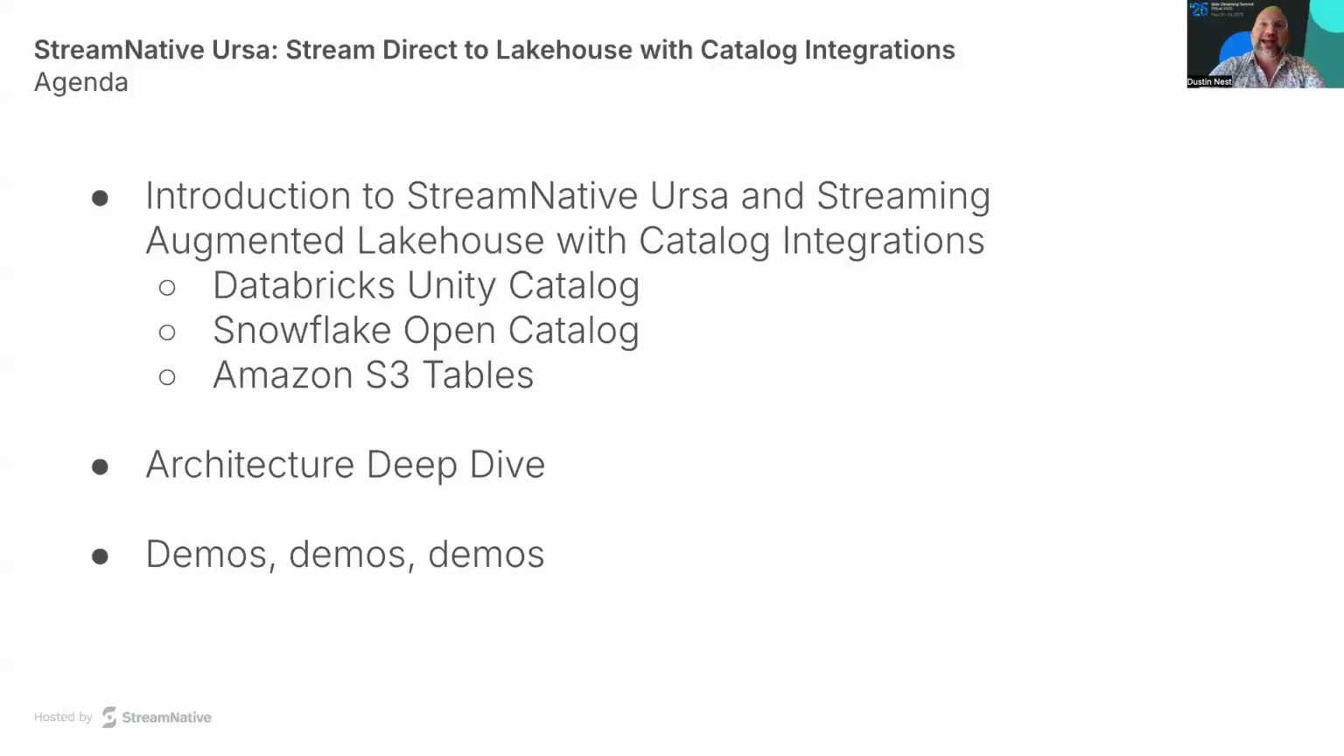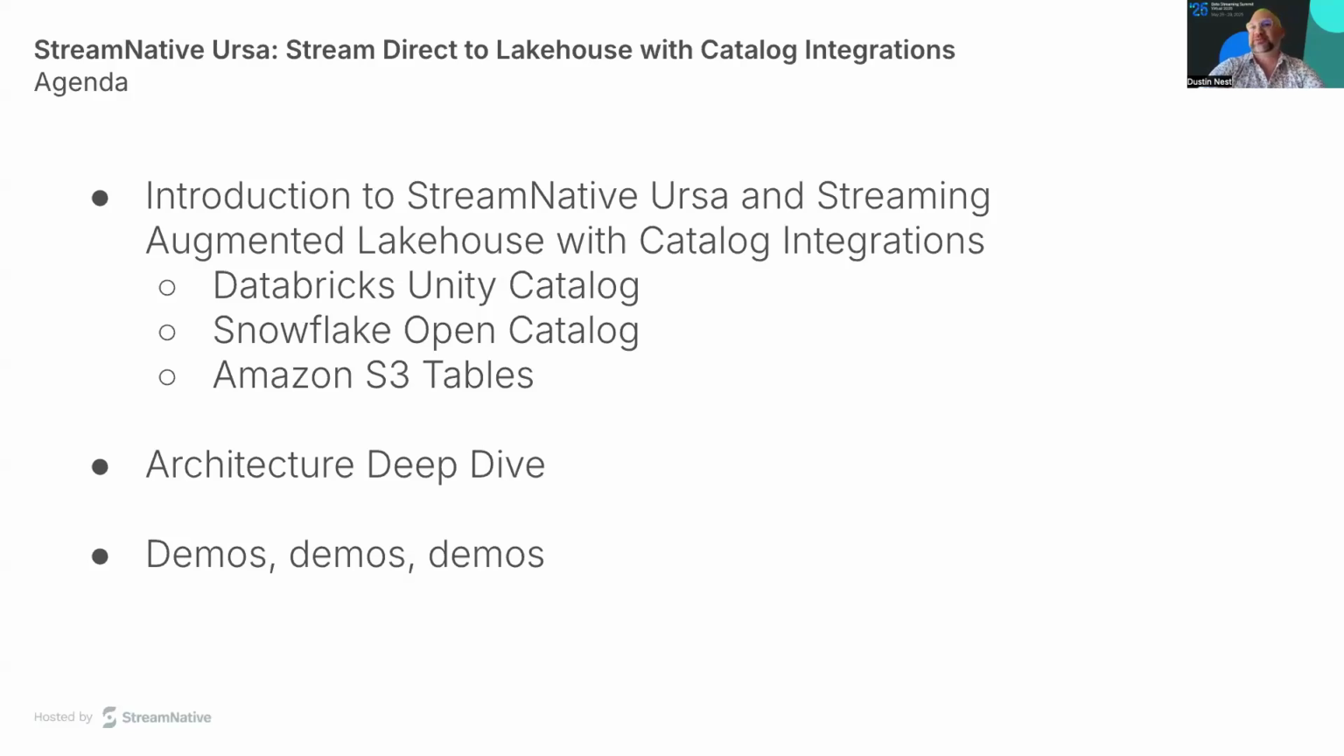But as I mentioned, today I'm going to be talking about the StreamNative Ursa engine and how it helps us create a streaming augmented lakehouse with catalog integrations. In particular, we have integrations with Databricks Unity Catalog. So published data, not only does it show up in S3 buckets or in GCP or in Azure, and you can query it, but it actually registers those tables directly with the Databricks Unity Catalog. So when you hop into Databricks and want to start using that data, it's easily findable.